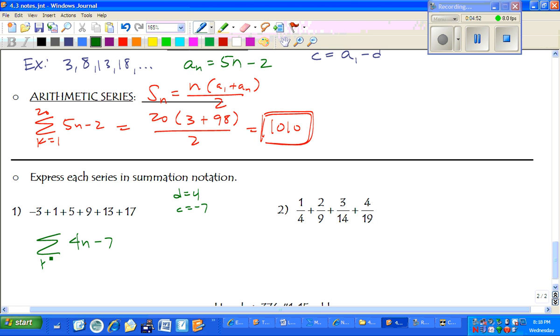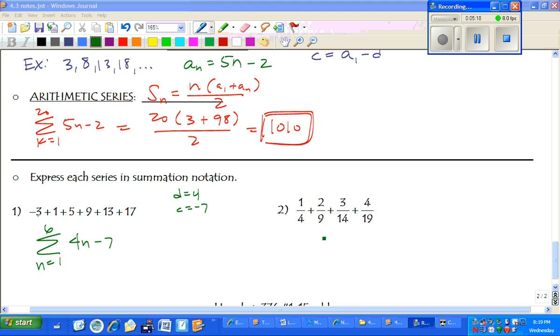We're doing this, oops, I did n, so we can do n equals 1. We could use k, we could use any variable. N equals 1 up to, this is our first, second, third, fourth, fifth, sixth term. So we're going up to 6 for this one. Go ahead and take a look at number two and try this one.